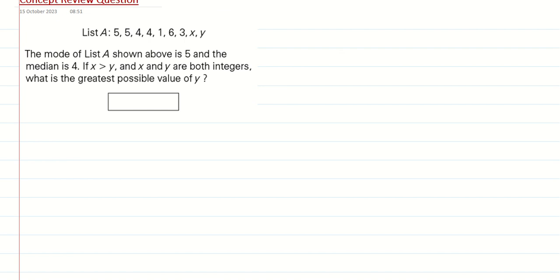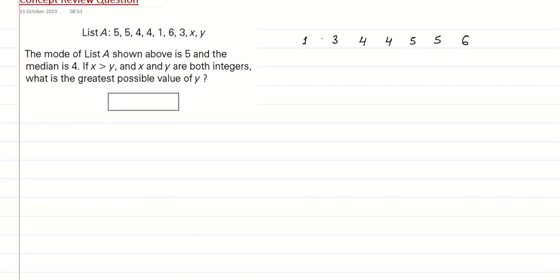The question reads as, the list is given here. What is the list given? Can you tell me in increasing order? How do you put it? Okay, 1, 3, then 4. There are two 4s, correct. Then 5, 5, 6, and x, y. So the mode of list A, how much is given? It is 5. Correct.